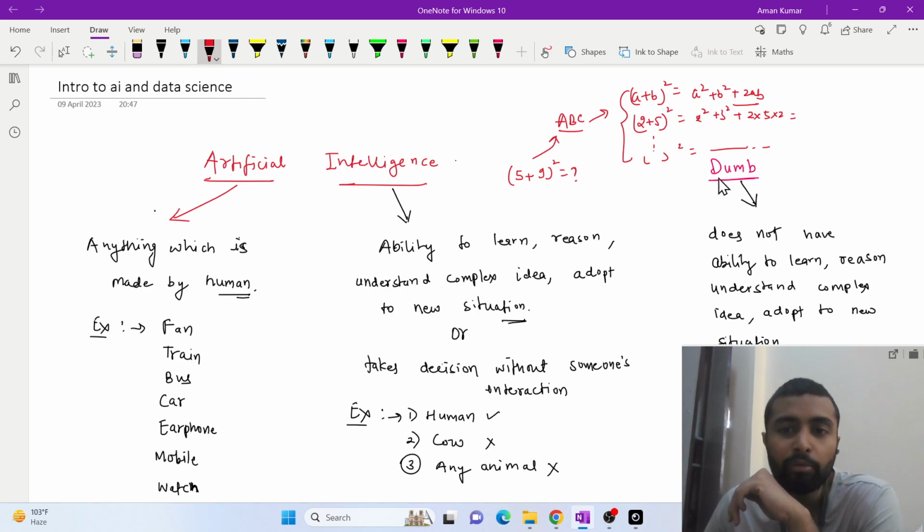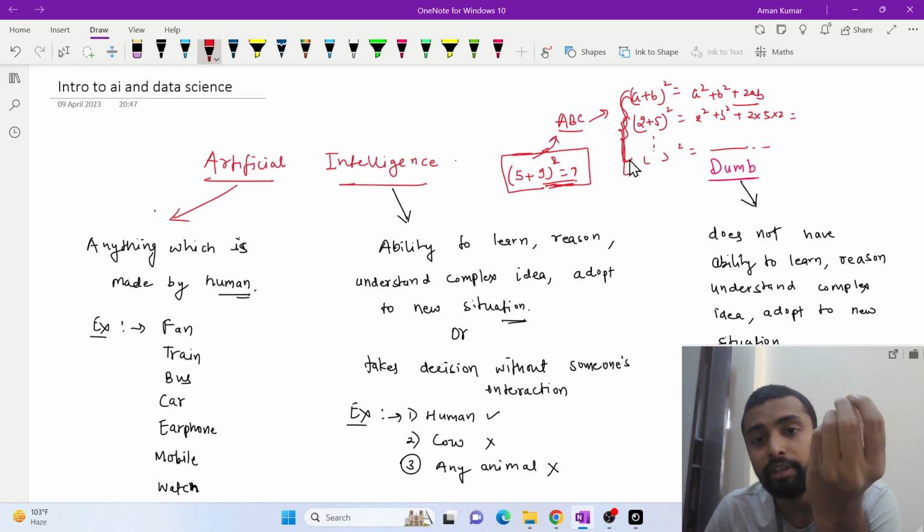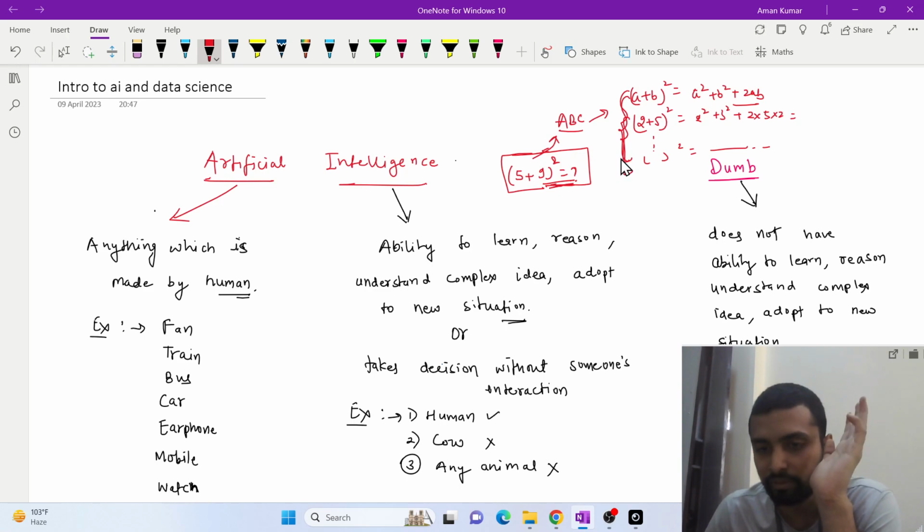You will say, hey, I have already given many examples related to (a+b) whole square, but you are not able to solve (5+9) to the power 2. That is the reason we say this ABC is not an intelligent guy, right? Because he doesn't have the ability to understand or learn a concept, even though it is very, very simple. We say he is not an intelligent guy. We can say he is a dumb guy as well, right? There is nothing wrong in that.